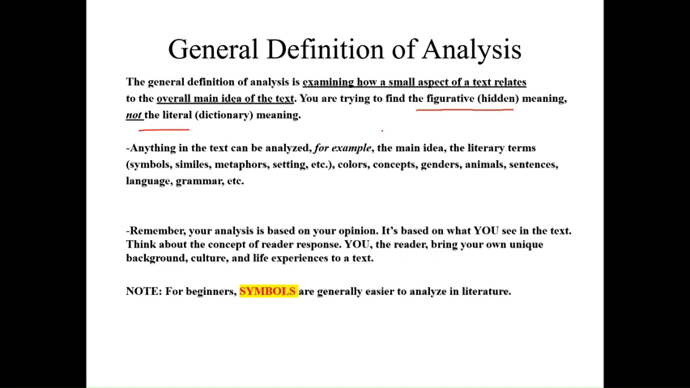So, for example, the color red is literally a color. That's a dictionary meaning. We don't care about that. However, the deeper meaning of red can have multiple meanings. Red could represent passion, it could represent love, but on the other hand, it could represent violence and war. Okay. So symbols, anything in a text can have double meanings, okay?